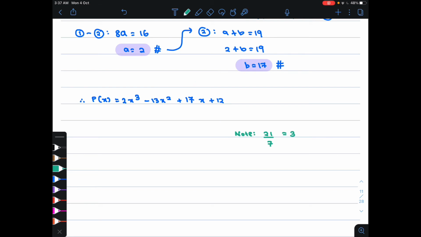Now, let's look at this example. 21 divided by 7 will give you 3. Since it is exactly 3, therefore, this means that there is no remainder. And hence, 7 is a factor of 21. Therefore, your divisor is 7, which is a factor. So, using this concept, you can see that we can let factor to become d(x).